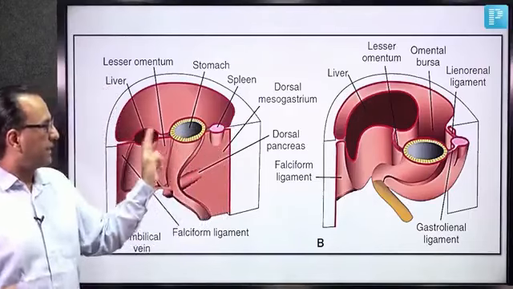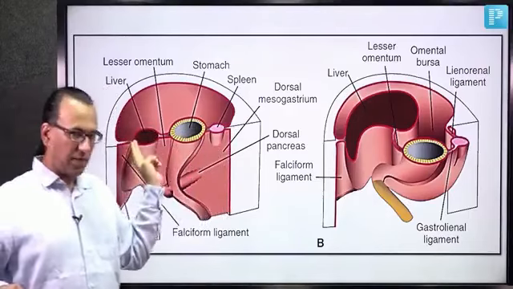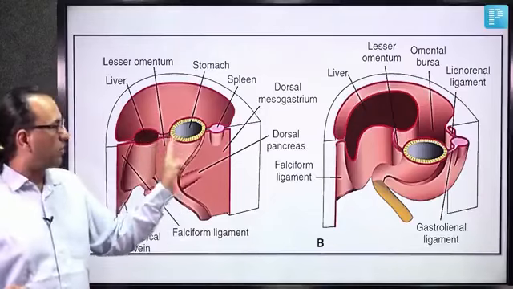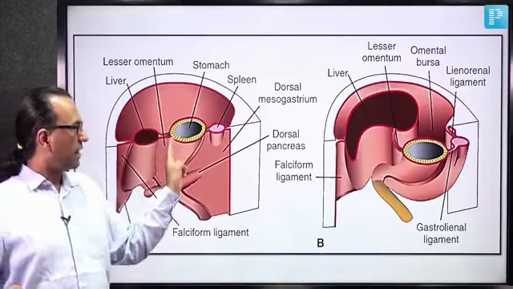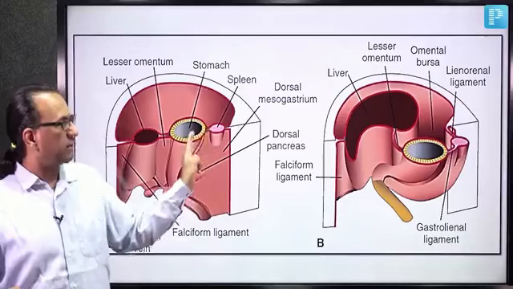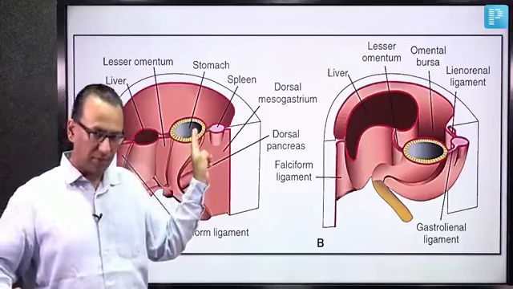Then we saw that the liver, which is developing anterior in the ventral mesentery, has a ligament called the lesser omentum, attaching to the lesser curvature of the stomach and also the porta hepatis of the liver. Whereas posteriorly you have the splenogastric ligament attaching to the greater curvature of the stomach.